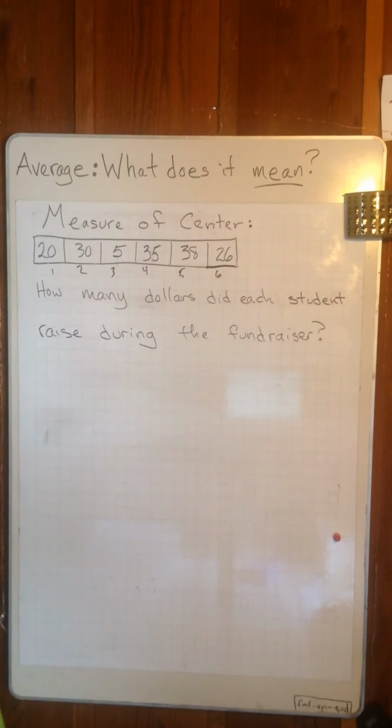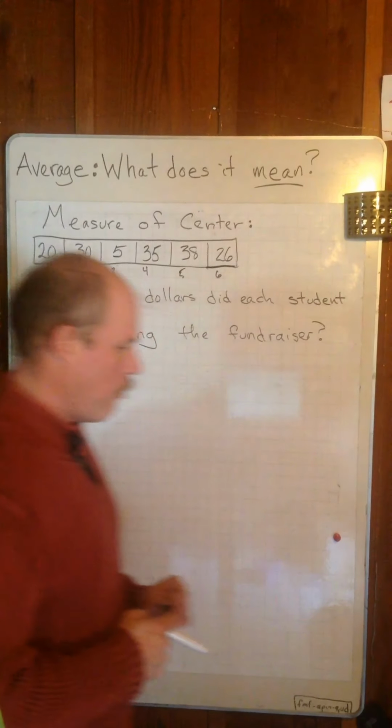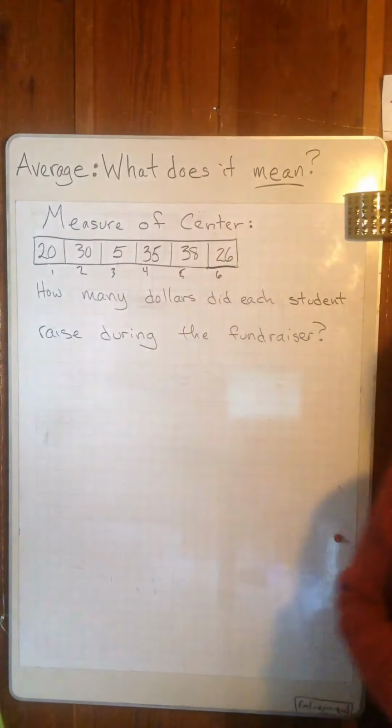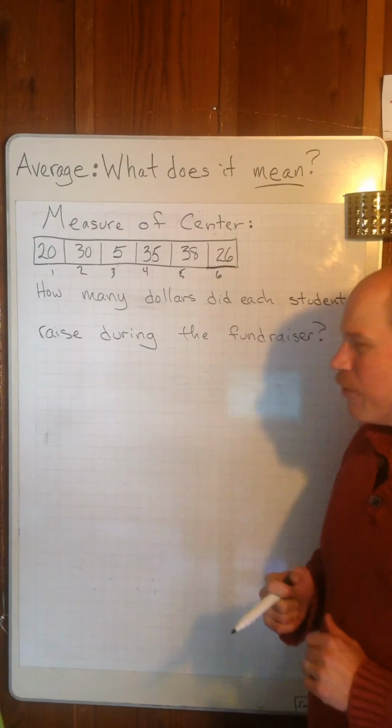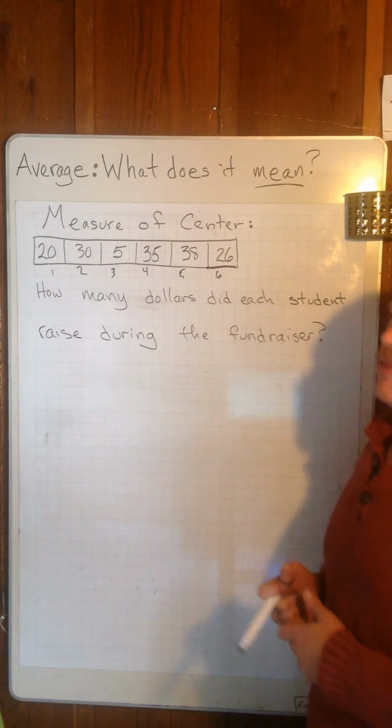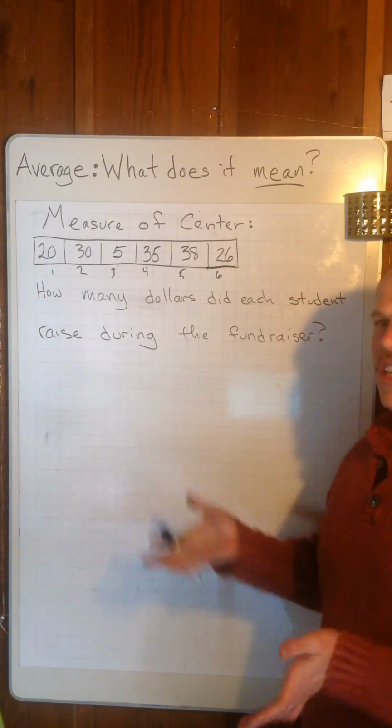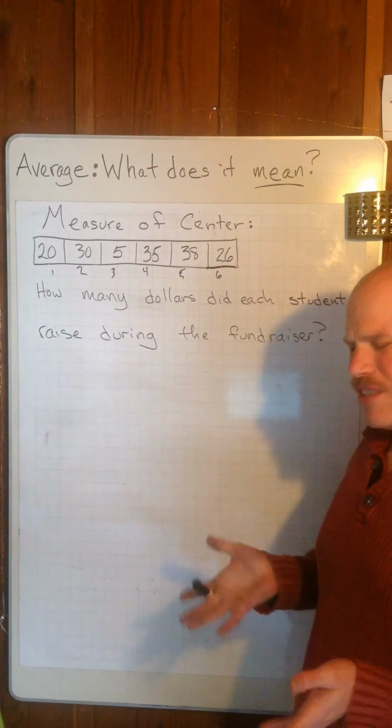Hi friends, today I want to talk to you about this word average. When we say what is the average of something, what do we mean? Like, what's the average age of a sixth grader? Probably somewhere between 11 and 12 years old. So what does that mean, somewhere in between?